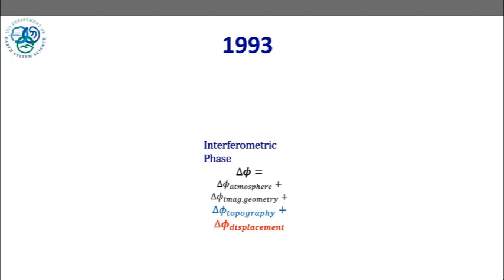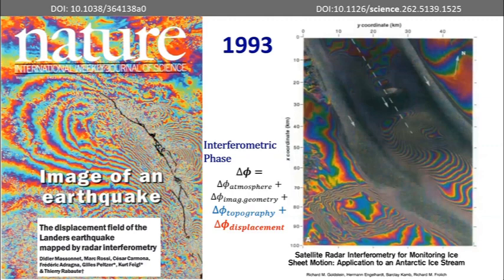And in 1993, two landmark papers were published, one in Nature, the other one in Science. And the Nature paper made it on the cover of Nature. This was an image of the aftermath of the displacement based on the Landers earthquake. And what was so impressive about this was that the pattern that you see here, this is the phase signal, perfectly fit the model that they generated based on the earthquake data that were collected.